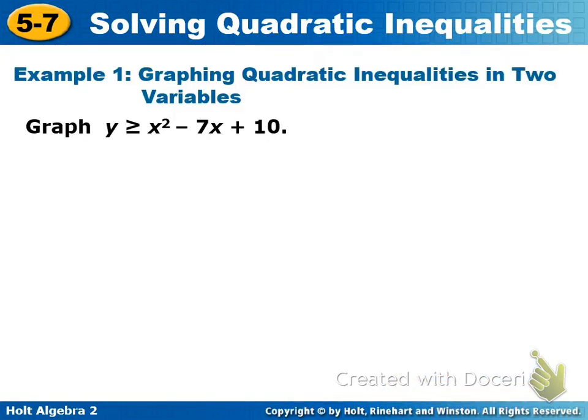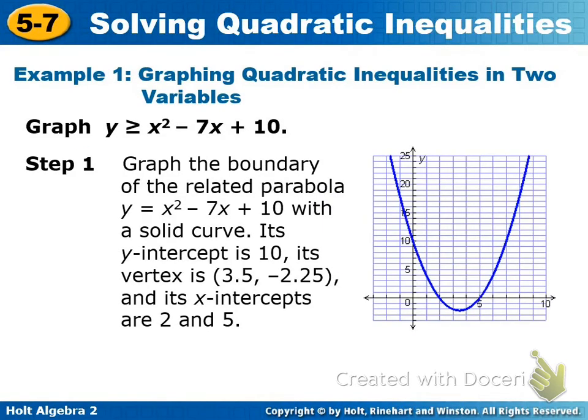So we're going to start with y greater than or equal to x squared minus 7x plus 10. And we're going to go through those steps. So step 1, you know that you would actually graph this. So you would use your axis of symmetry, you would use your y-intercept, and you would use your vertex. So here's an example of it already graphed for us.